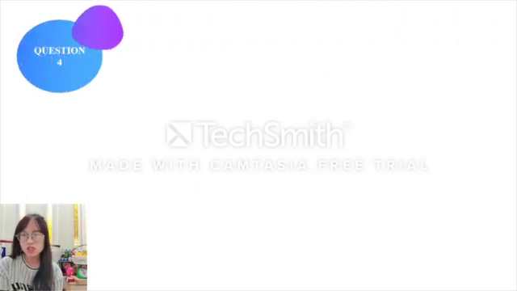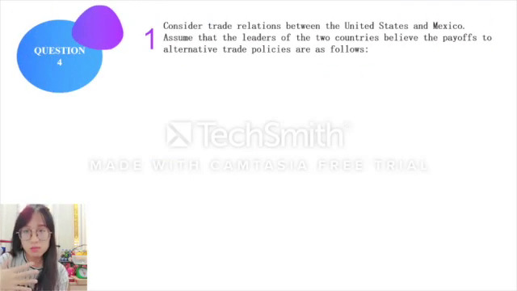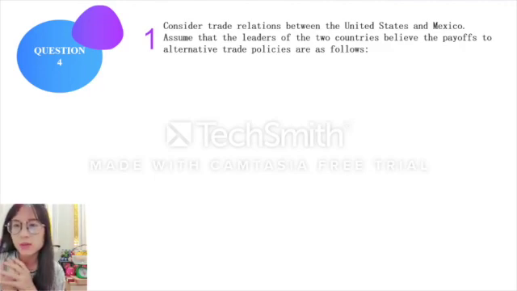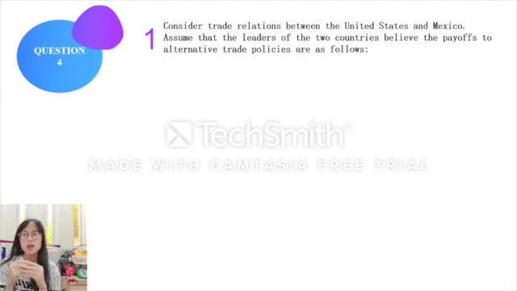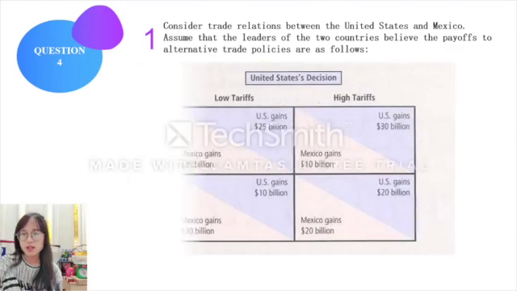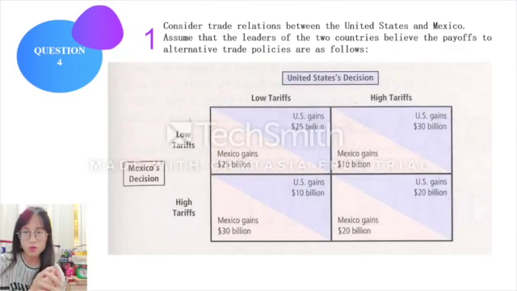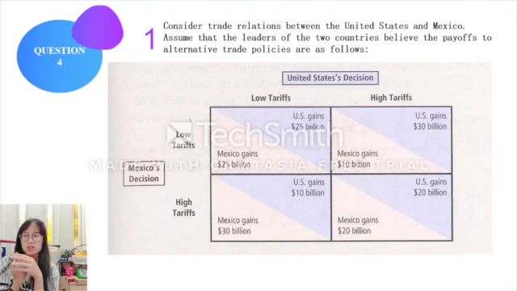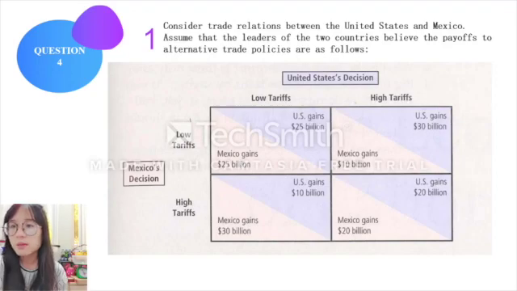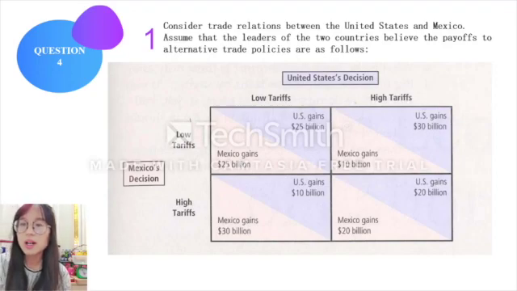The question is: consider a relation between the United States and Mexico, and assume that the leaders of the two countries believe the payoffs to alternative trade policies are as follows. Here we have the table where the United States is blue and Mexico is white. Take a look at the table.